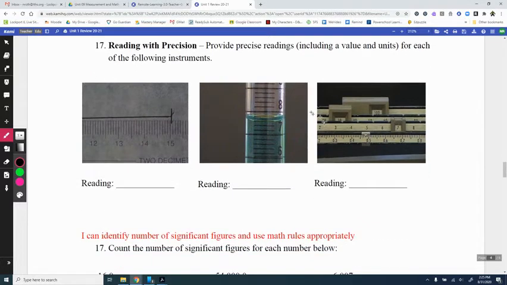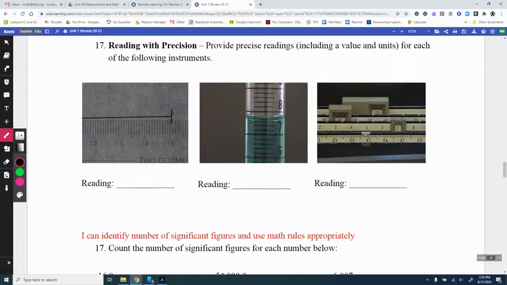Okay, cool. So next we have a few measurements. So for this first one, first, let's talk about how often this is marked. It's labeled every 1 centimeter, right? But it's marked every 10th of a centimeter. All these smaller lines that don't have numbers on them, those are tenths of a centimeter. So that means our answer has to be in the 100th place.